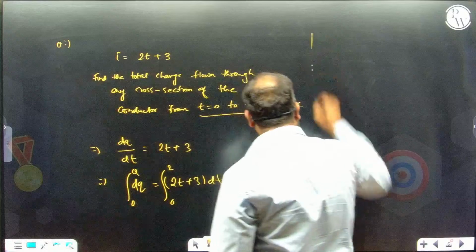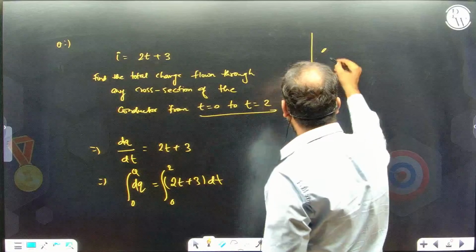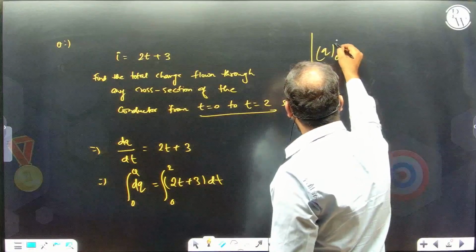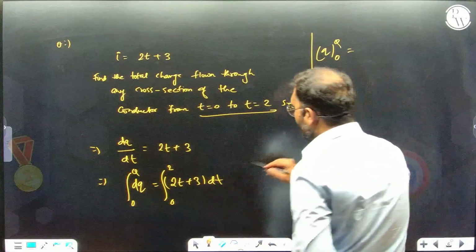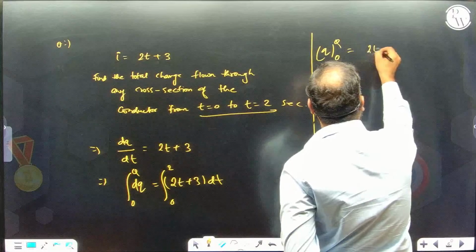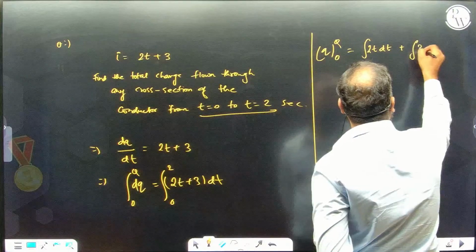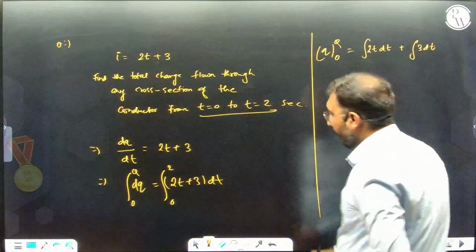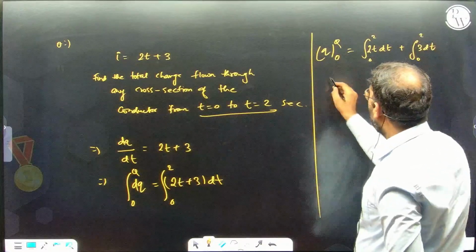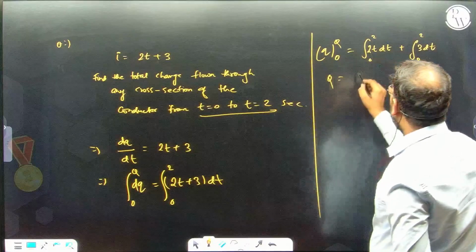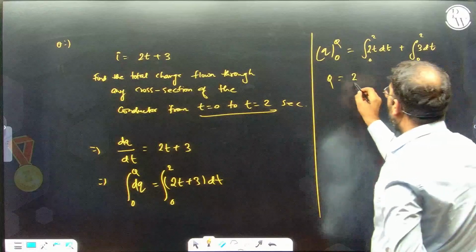Just solving this integration, the integral of dq will be q, and we'll be putting the limit here 0 to capital Q, and that should be integral of 2t plus 3 dt. So first term is the integration of 2t dt. The second term is the integral of 3 dt. And for both the integrations the limit will be from 0 to 2. Now you can see that left side it becomes Q, and here 2 will be outside because it's a constant. And what about integral t dt? It is t square by 2.